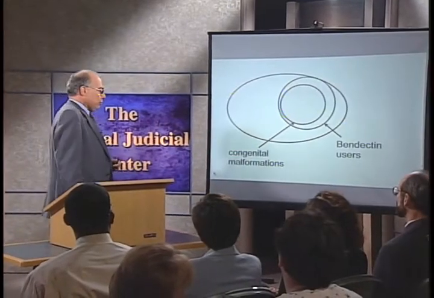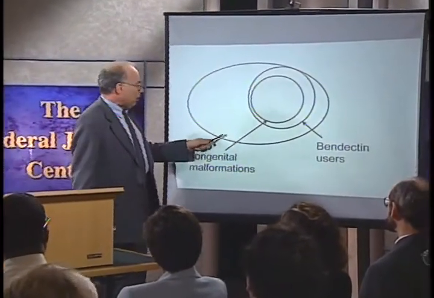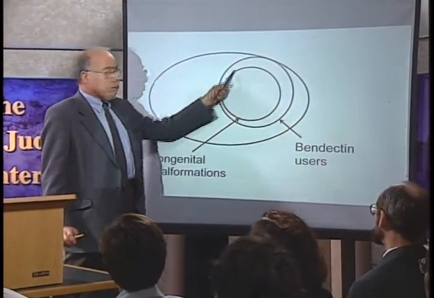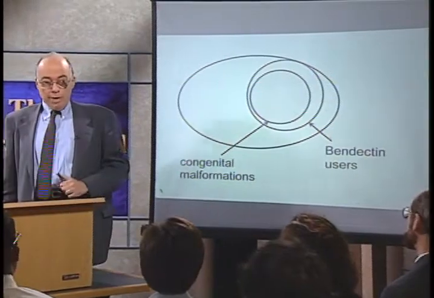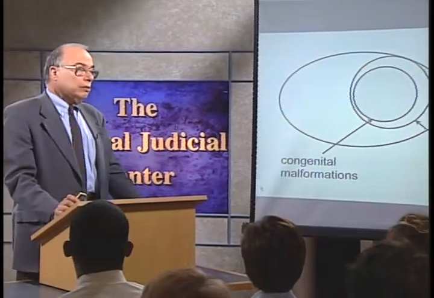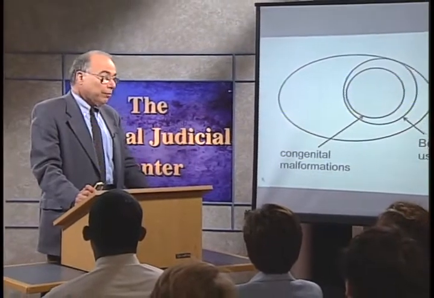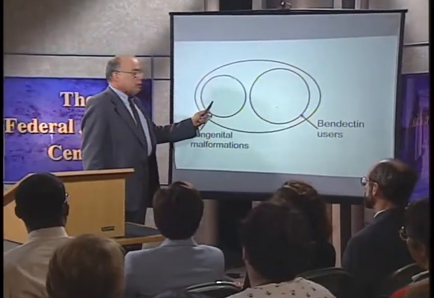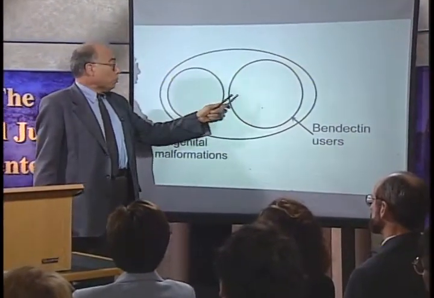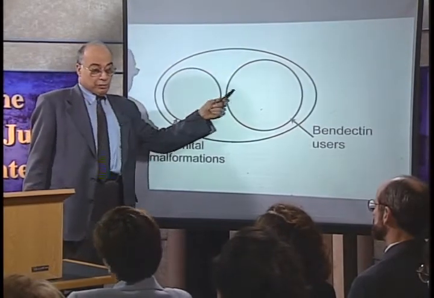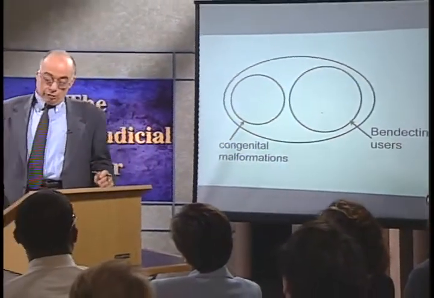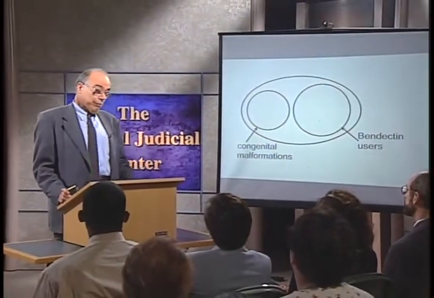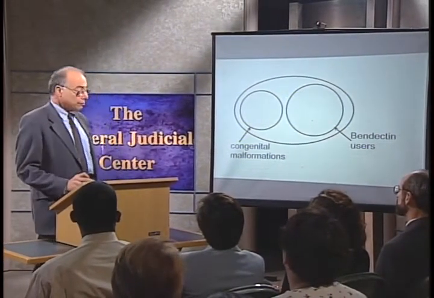Let's look at a few scenarios. In this scenario, we see that all the children with malformations were born to women who use Bendectin, shown schematically here. This would certainly be very strongly suggestive of a relationship between Bendectin use and the risk of malformations. Another possibility is that none of the children with malformations were born to mothers who took Bendectin. They're mutually exclusive circles. And this would be strongly indicative that there's no relationship between Bendectin use and the development of malformations.